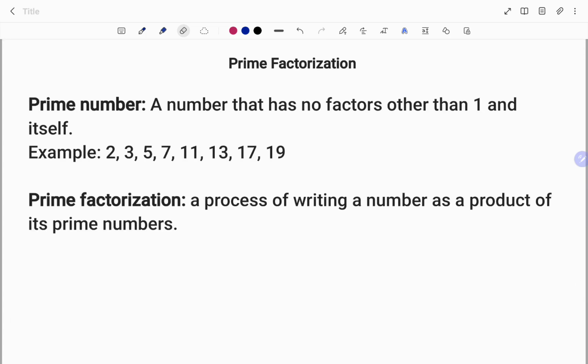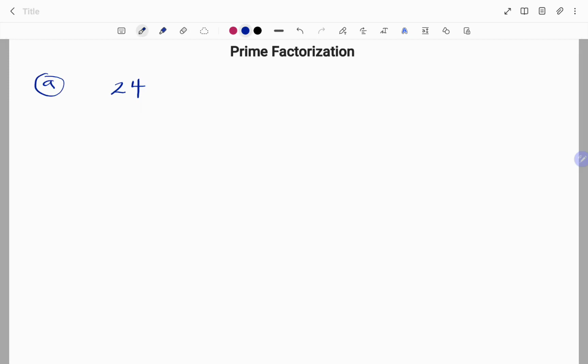Prime factorization, on the other hand, is the process of writing a number as a product of its prime numbers. Let's look at the following example together. We are going to find the prime factorization of 24 using a factor tree. We know that 24 is an even number. We can multiply 2 by 12 to get 24. 2 at the end of this branch is a prime number.